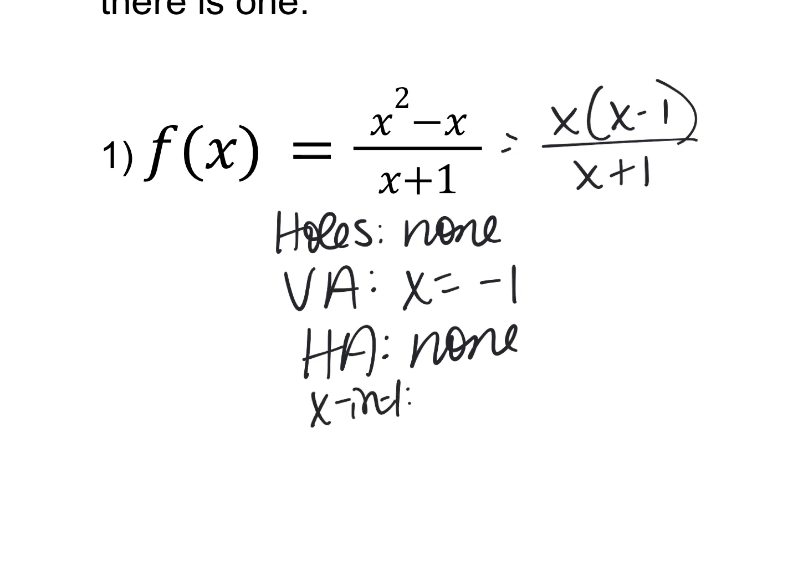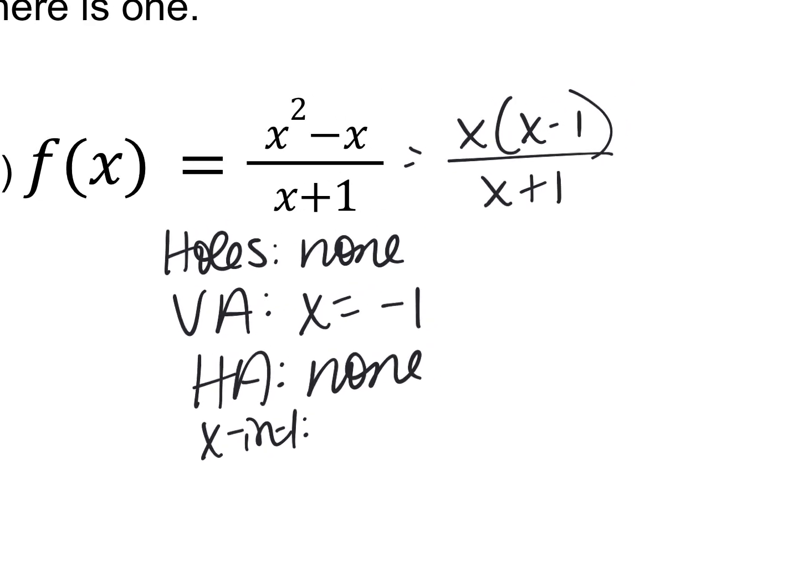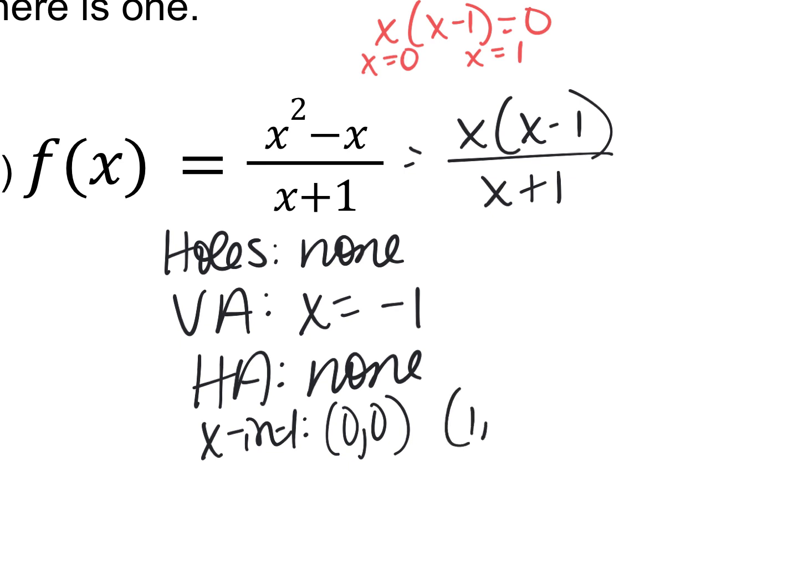X-intercept is going to be when you set the numerator equal to 0. So if you set x times x minus 1 equal to 0, you're going to have two answers: x equals 0 and x equals 1. So we're going to have two x-intercepts on this, one at (0, 0) and one at (1, 0). Okay, and your y-intercept is when you plug in 0 at the beginning. So you would end up with 0 in your numerator over 1. 0 over 1 is 0. So this would be at (0, 0).